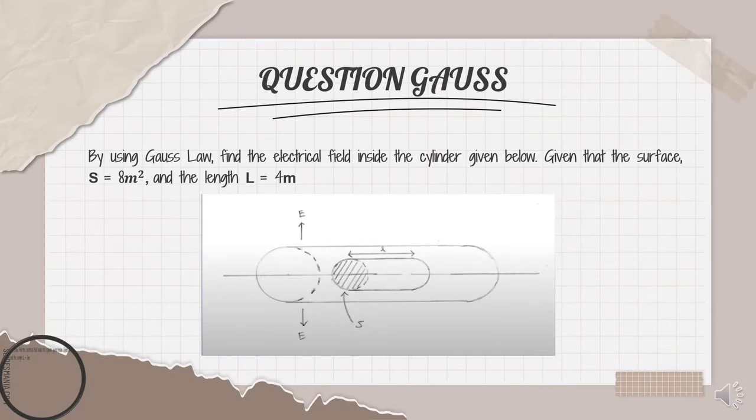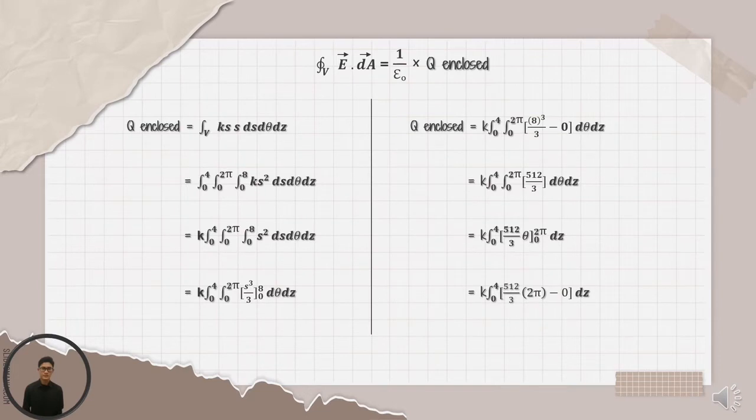Here is the Gauss' law question. By using Gauss' law, find the electric field inside the cylinder given below. Given that the surface S equals 4 meters cubed and the length equals 2 meters. First, we have to find the Q enclosed. Here is the general equation of Q enclosed, where k is a constant and S is a variable that we can change with respect to S.